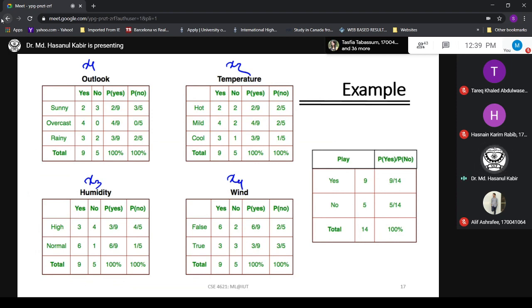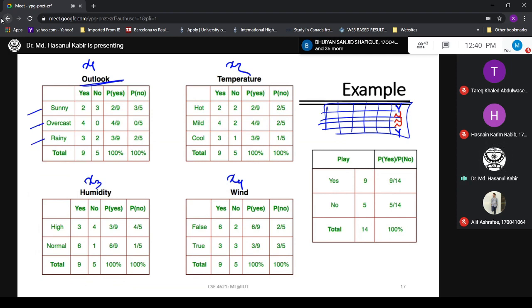Let's say you have this table which contains different weather conditions, and then you have the decision whether you played golf or not. Some of the records contain yes, some contain no. I'm just showing you an example right here, and here you have these different feature values. Among those 14 records, you can see the feature outlook has 3 states: sunny, overcast, and rainy.